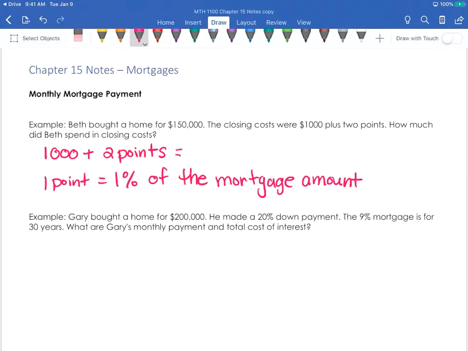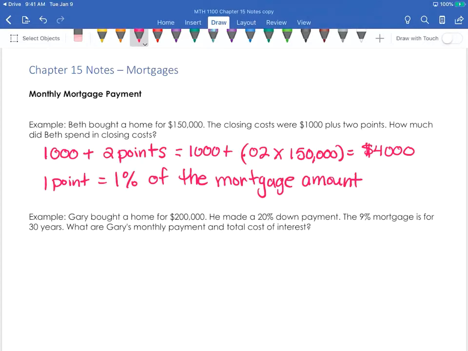So to find 2% of $150,000, you're going to take 0.02 times $150,000, and then you're going to add it to $1,000. That should be a total of $4,000. So in order to close on this mortgage, they need to put up $4,000, and basically these are just fees.